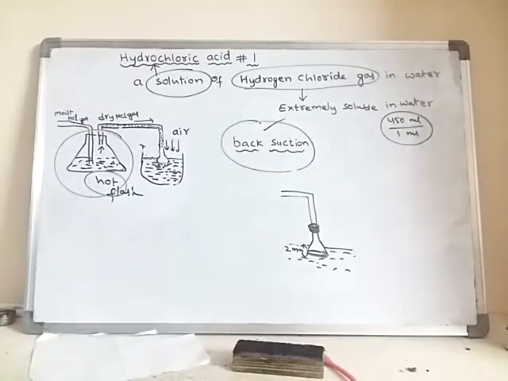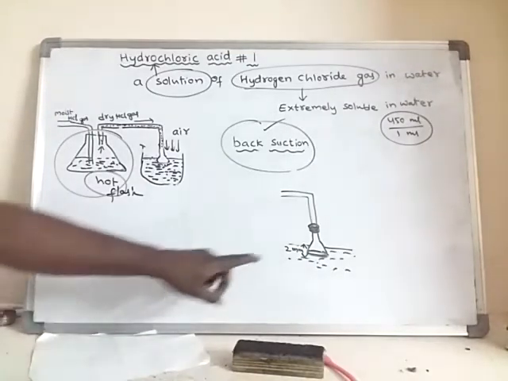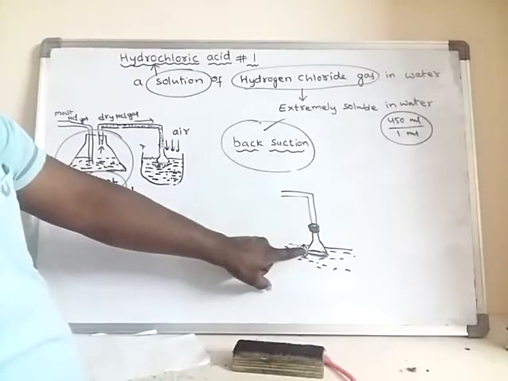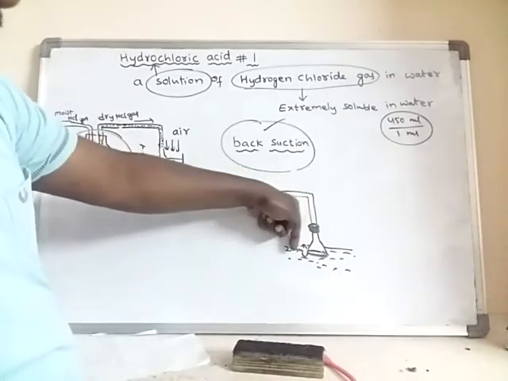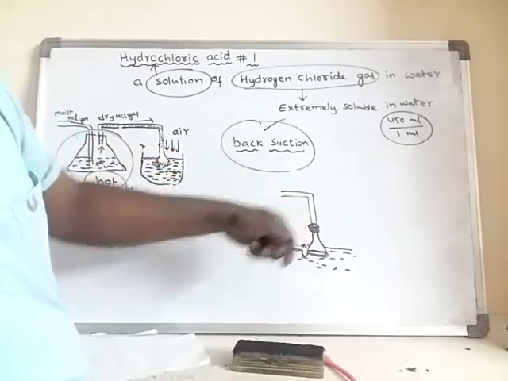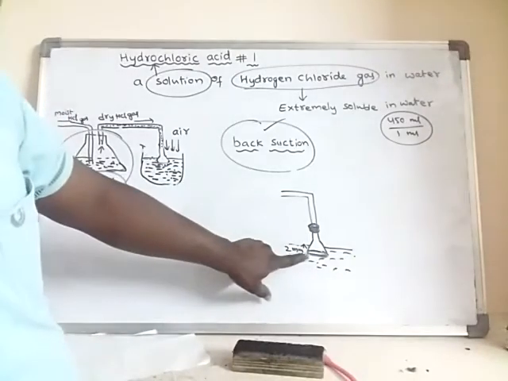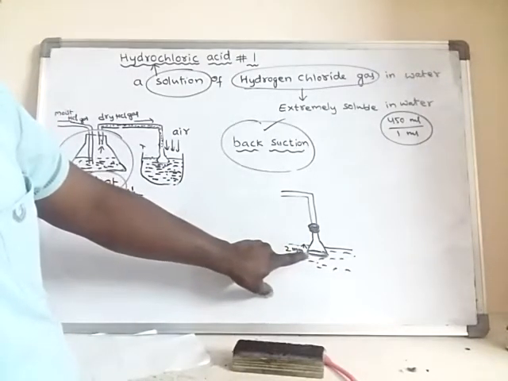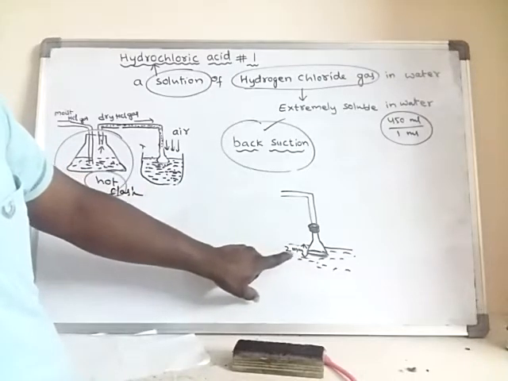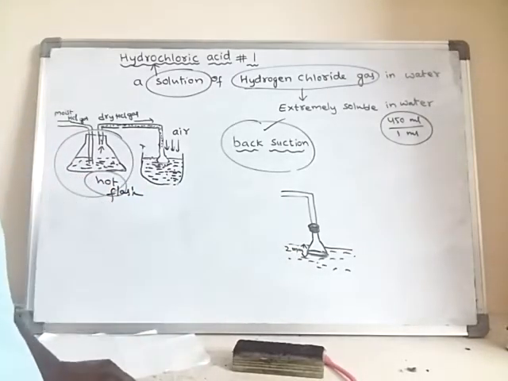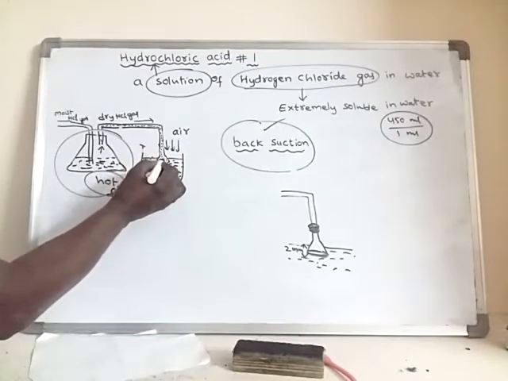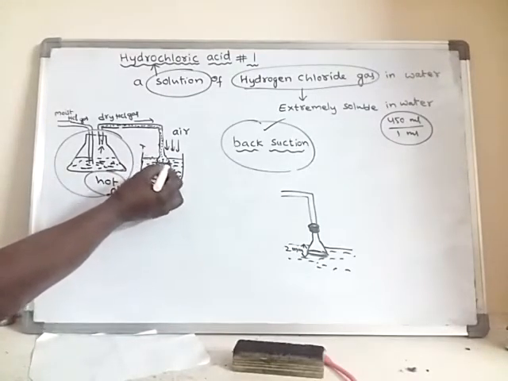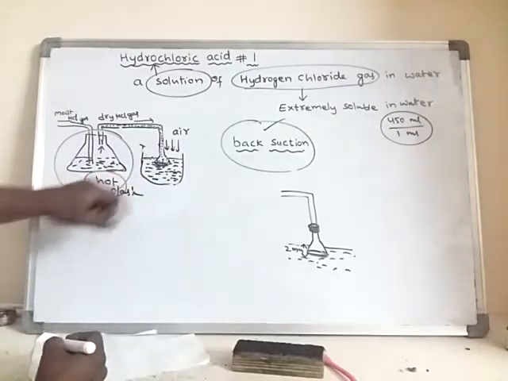So the distance between the rim and the surface should be 2 millimeters. That means the rim should be dipped, or immersed in the water in such a way that between the rim and the surface there is a 2 millimeter height. Okay, right. So as usual, the hydrogen chloride gas will flow into this funnel. Now what happens here?